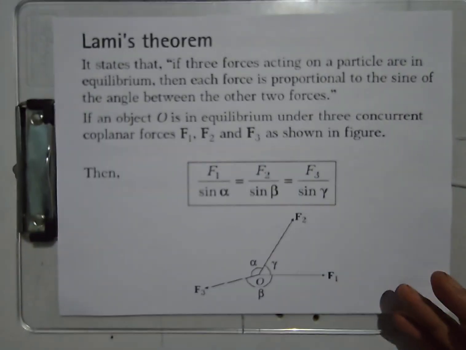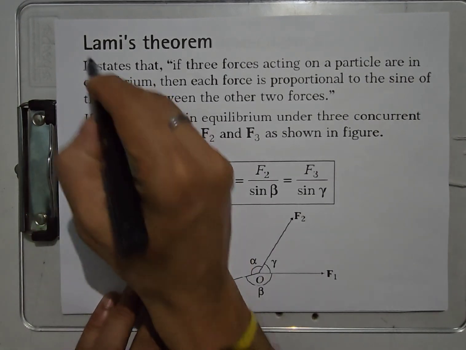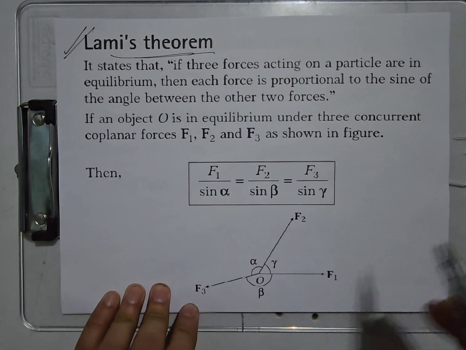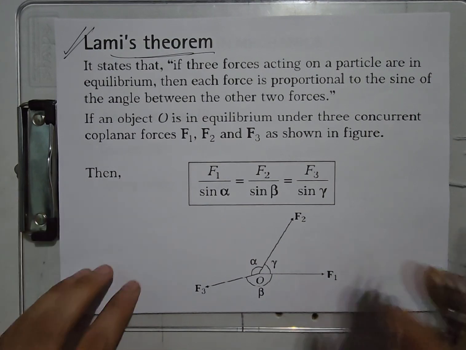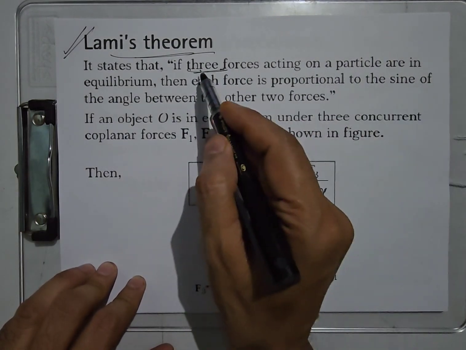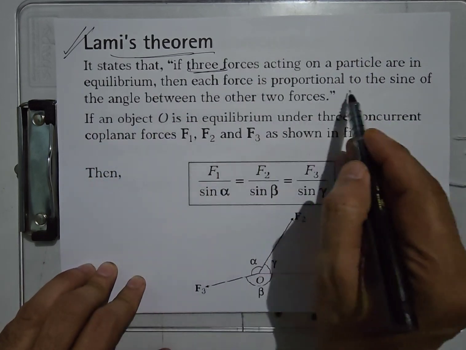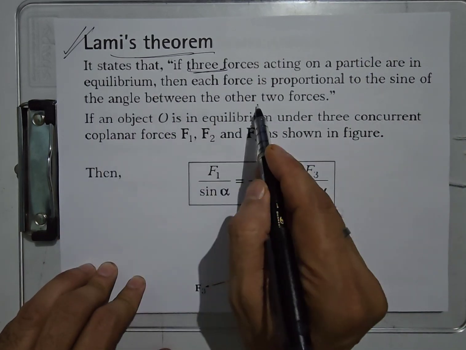Now further, if you move to the extension of these resultant forces, means algebraic sum of the forces, we move to Lami's theorem. What is Lami's theorem? Lami's theorem is a very simple theorem. It states that if three forces act on a particle, and the forces could be more than three also, and the three forces acting on a particle are in equilibrium, then each force is proportional to the sine of the angle between the other two forces.